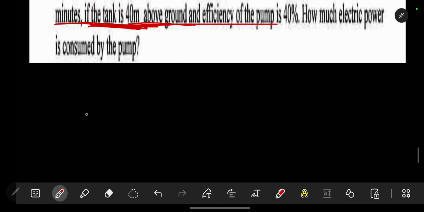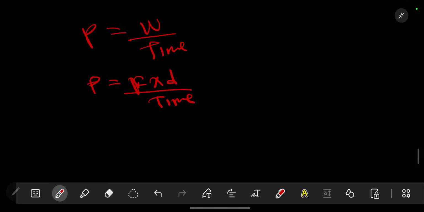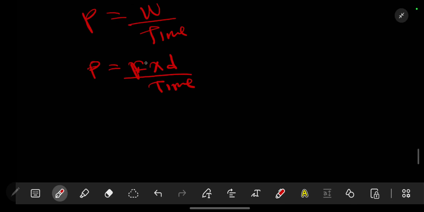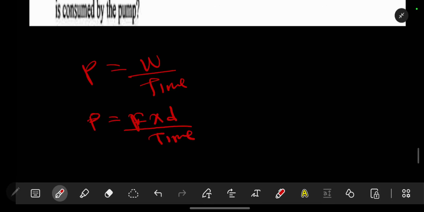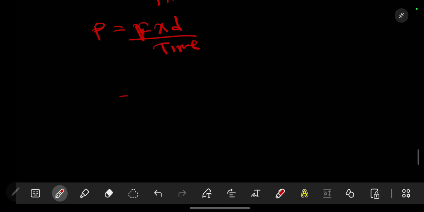So we know that power is equal to work over time. We also know that work is equal to force times distance. Our force in this case, since the water is being pulled up, is its weight, mg, that is resisting, times the distance, which is the height, over the time.